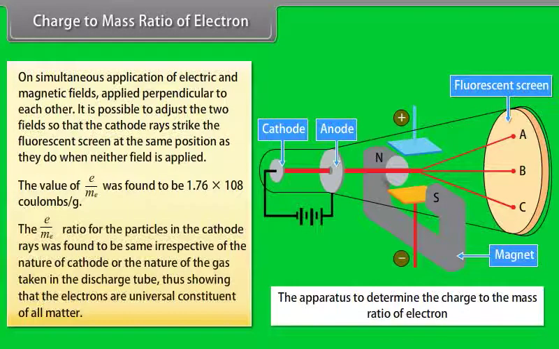The e/m ratio for the particles in the cathode rays was found to be the same irrespective of the nature of cathode or the nature of the gas taken in the discharge tube, thus showing that the electrons are a universal constituent of all matter.